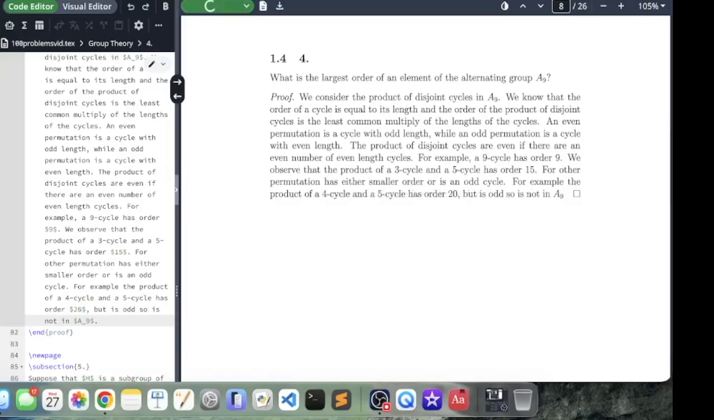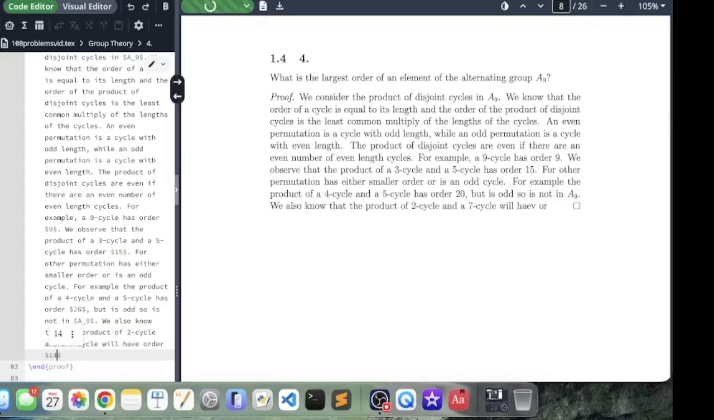But we can consider, for example, that the product of a 2 cycle and a 7 cycle will have order 14, which is smaller than 15. And furthermore, other things we consider are 3 cycles. Maybe I'll just combine this. And what else could we have?